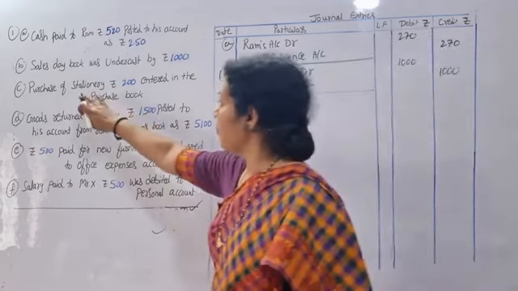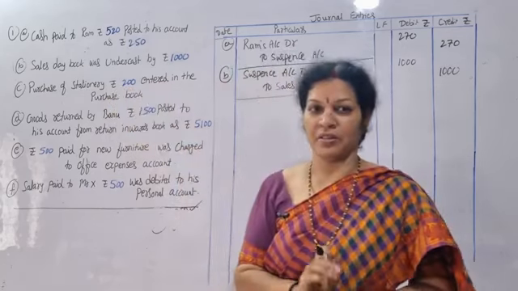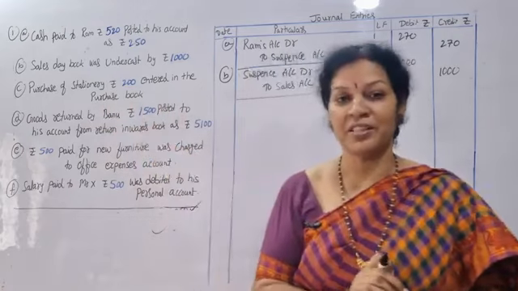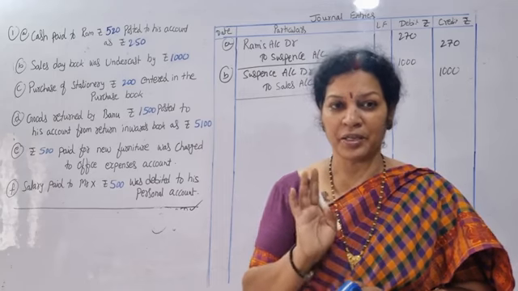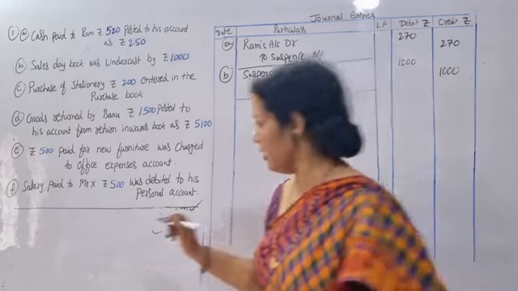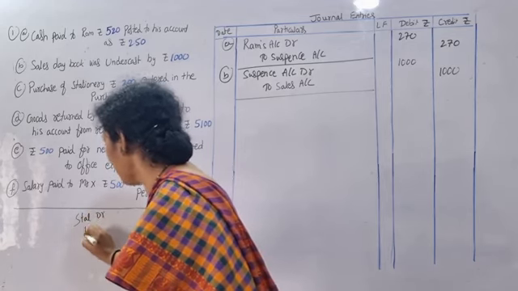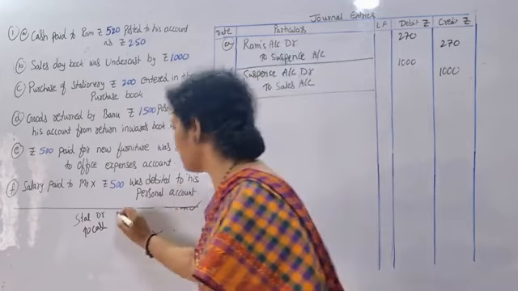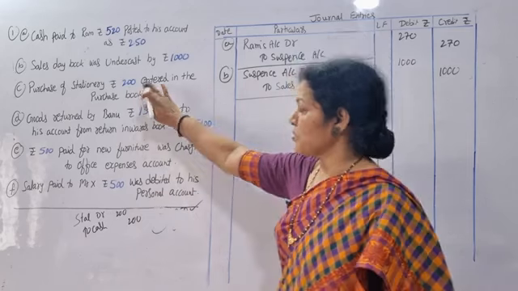Now the third one is purchase of stationery, 200, entered in the purchase book. Please focus. What is the entry for purchase of stationery? Stationery account debit to cash account is the journal entry. How much is it? 200 rupees. The original entry is this: purchase of stationery, 200.